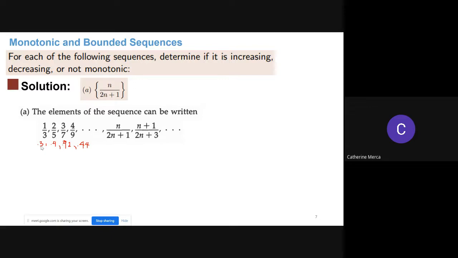0.3, they said. Correct? Yes, ma'am. Okay. 2 over 5 is 0.4. Is that correct? They gave these values earlier. Okay. 3 over 7 is 0.42.